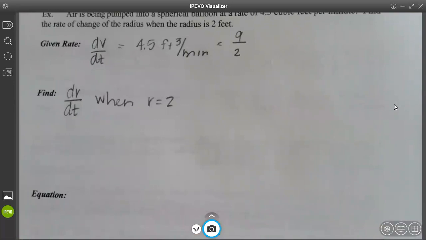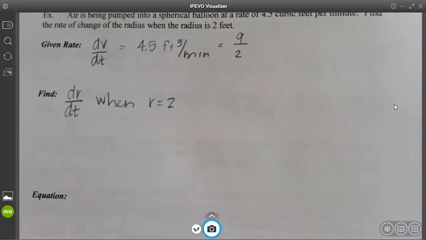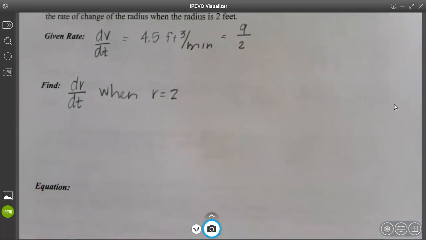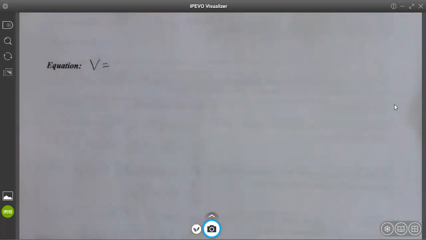So then your given rate, dv/dt, tells you that we're working with volume. That's all we need to write on those first 2. Is everybody good with that? Okay. So get on to the equation. What is the volume that I'm going to use? See, do we know this formula, the volume of a sphere?